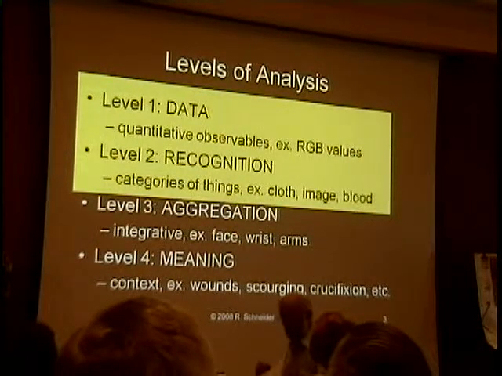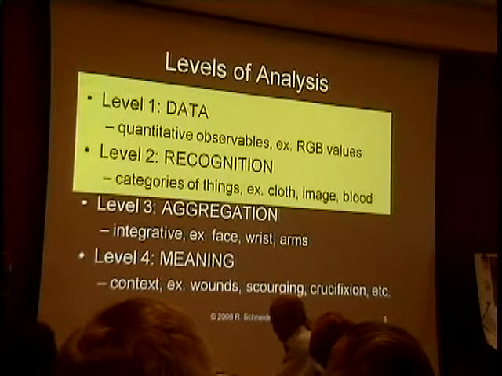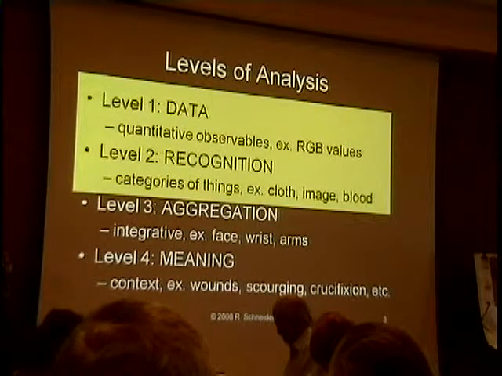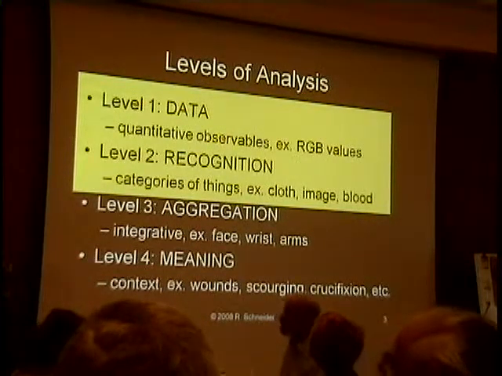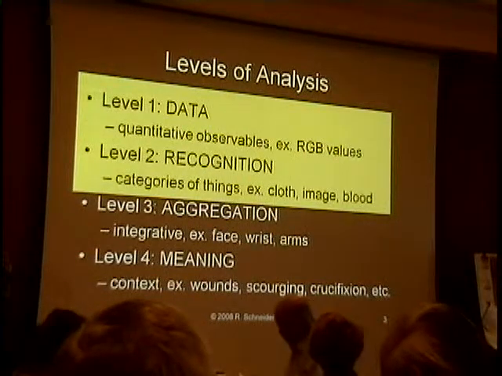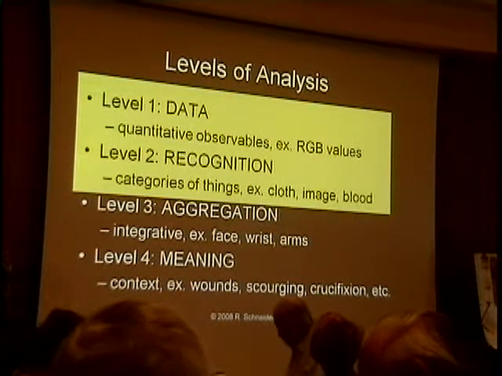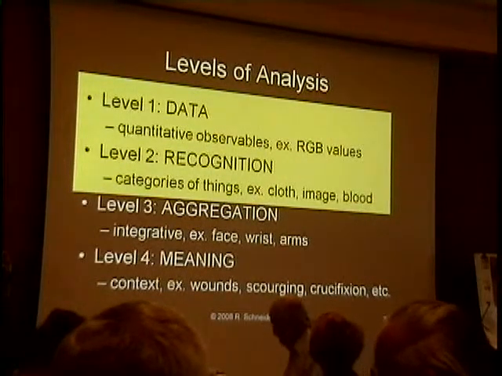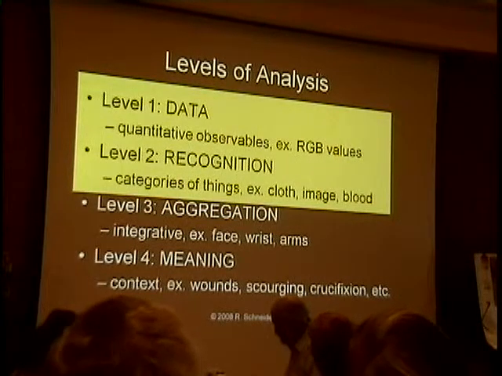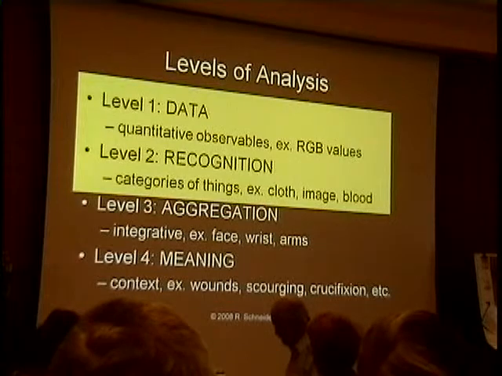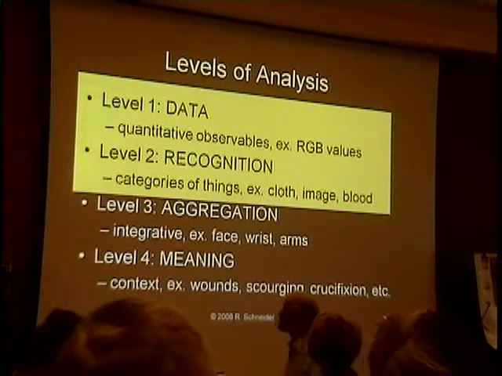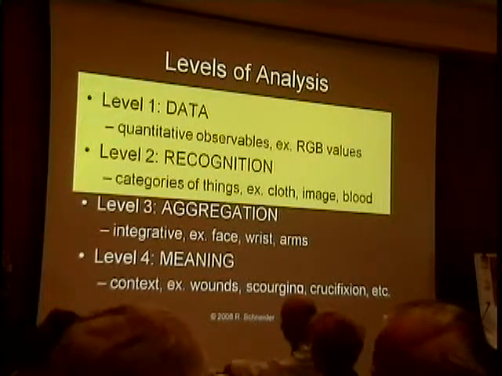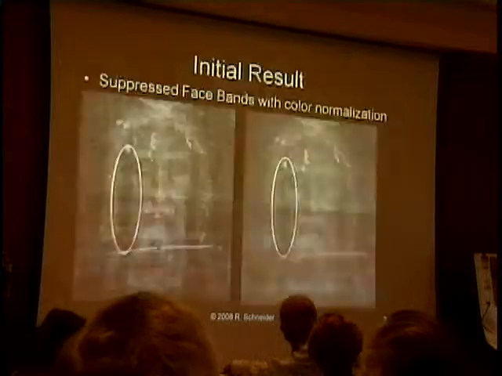There's another level, a little higher, called recognition, where you start to categorize the data into elements: cloth, image, blood, scorched dirt, various things of that nature. There's an aggregation level where you integrate what you see into more features so that we understand: face, wrist, arms. And finally, there's the contextual level where we ascribe meaning to these things: wounds, scourging, crucifixion, that sort of thing. I'm going to restrict my comments to the first two levels at this stage of my work.